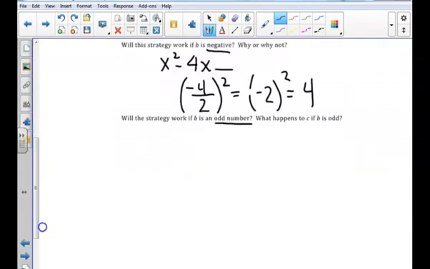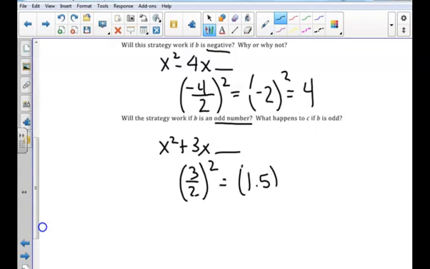In cases where it is an odd number, let's say we are provided with the expression x squared plus 3x, and we need to create a perfect square. We would divide 3 in half and square it. So we would get 1.5 squared to obtain 2.25. The perfect square would be x squared plus 3x plus 2.25. This also works when B is odd.